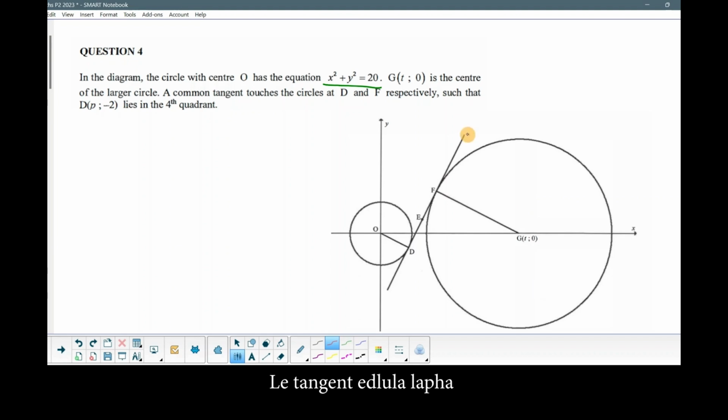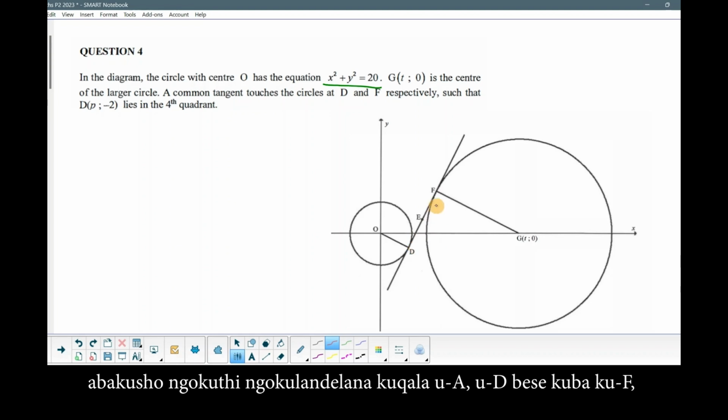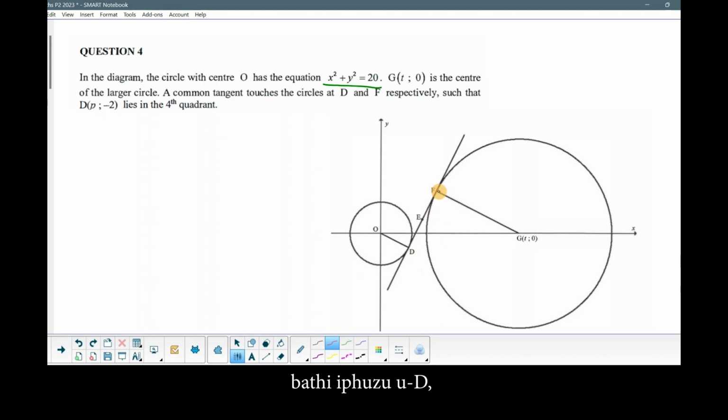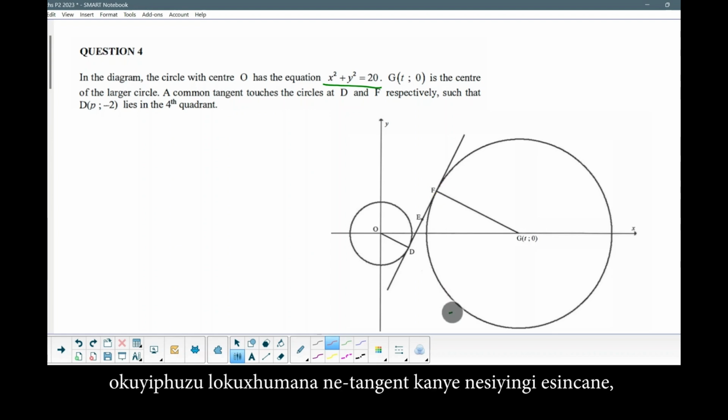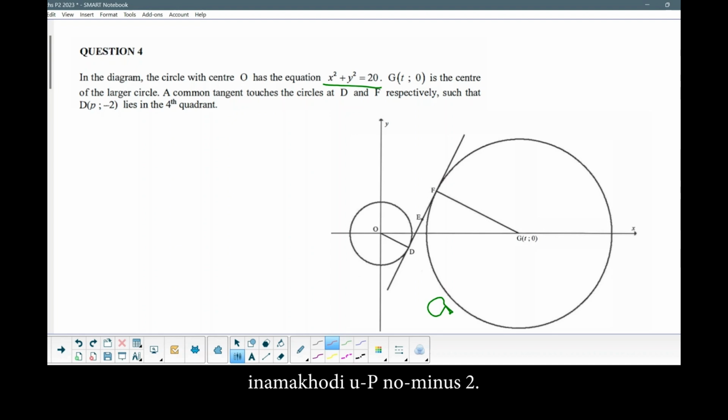There's a common tangent. So this tangent here passes and touches each of those circles at F and D, and that's what they mean by respectively, first at D and then at F. And they say point D, which is the point of contact with the tangent and the small circle, has the coordinates (p, -2). All right, we'll get to that in a minute. And it lies in the 4th quadrant. Obviously, they told us that for a reason. So, let's have a look at question 4.1.